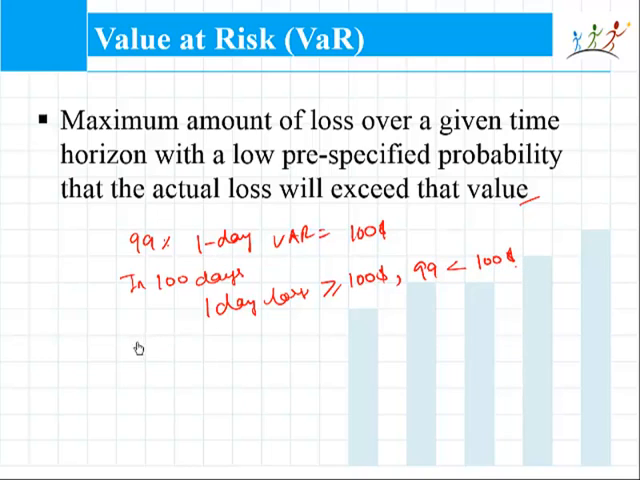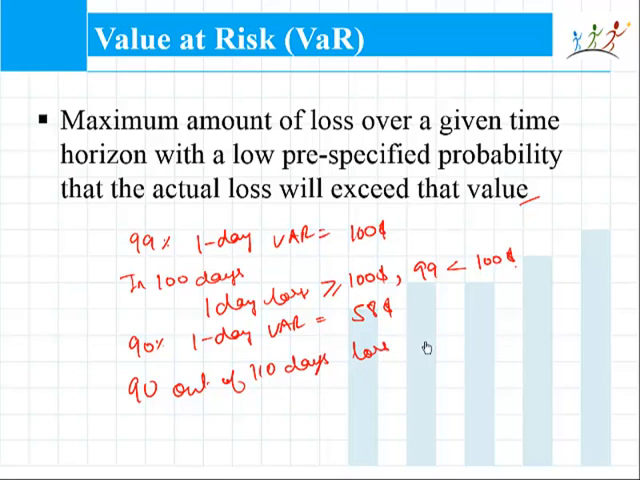If the 90% one-day VAR was equal to $58, for example, then what this implies is that in 90 out of 100 days, the loss will be less than $58, and in 10 out of 100 days, the loss will be greater than or equal to $58.